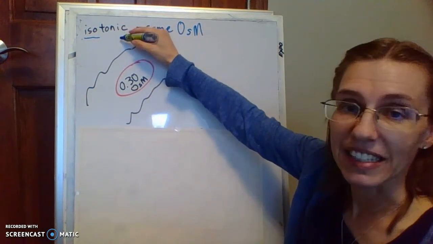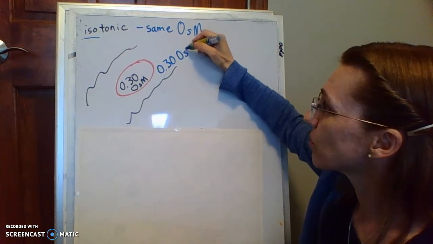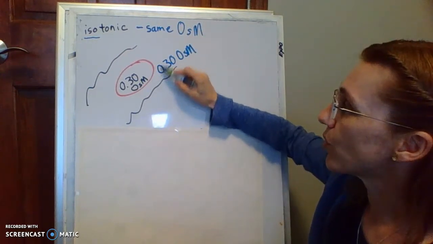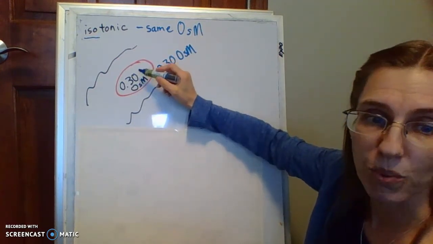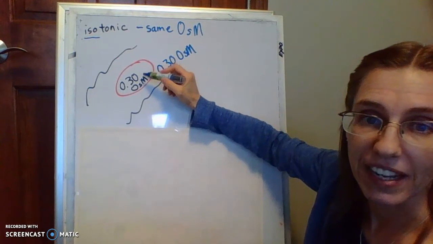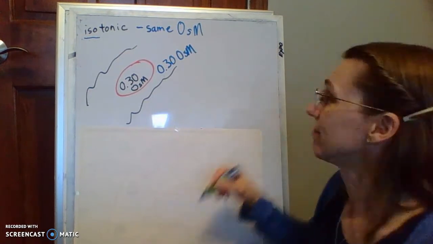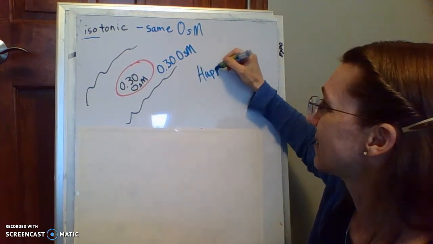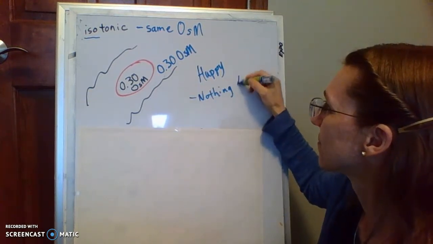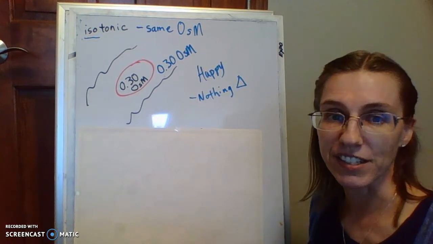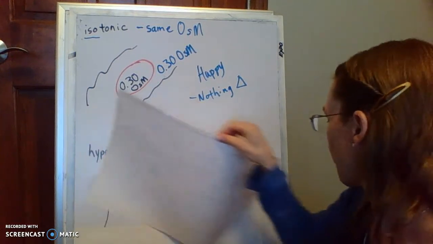So when we're saying it's in an isotonic solution, it means that this solution has the same osmolarity as our red blood cell. So this solution on the outside of the red blood cell is 0.30 osmolar. Inside the red blood cell is 0.30 osmolar. Okay, they are the same. In that case, the red blood cell is nice and happy. So we've got a happy red blood cell, and nothing changes. Okay, nothing changes.